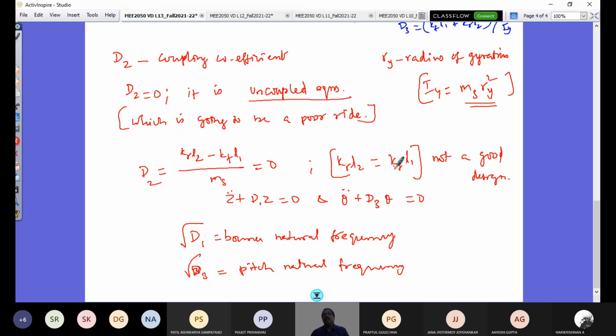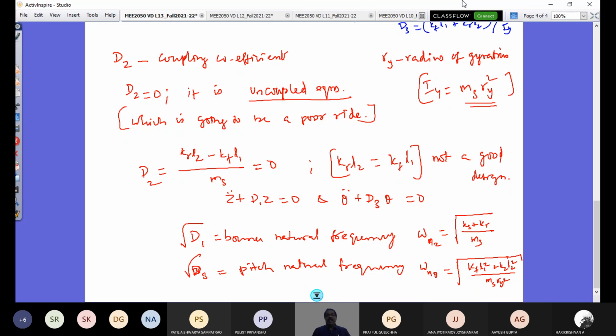So d1 is what? You have (Kf plus Kr) by ms. So that's going to be the bounce natural frequency, omega n z, the square root of (Kf plus Kr) by ms. And this one would be omega n theta, the pitch natural frequency. That's going to be d3. So d3 is what? Kf L1 square plus Kr L2 square by ms ry square. So this is going to be my pitch natural frequency for an uncoupled system.